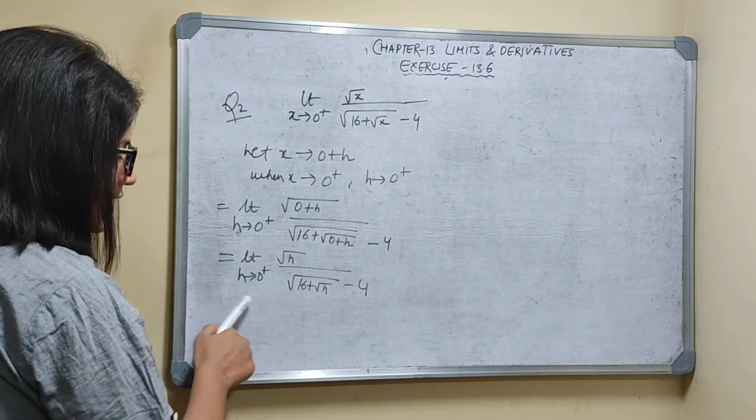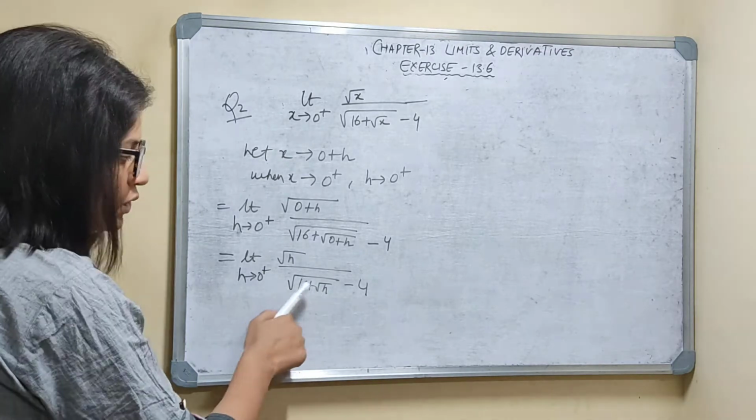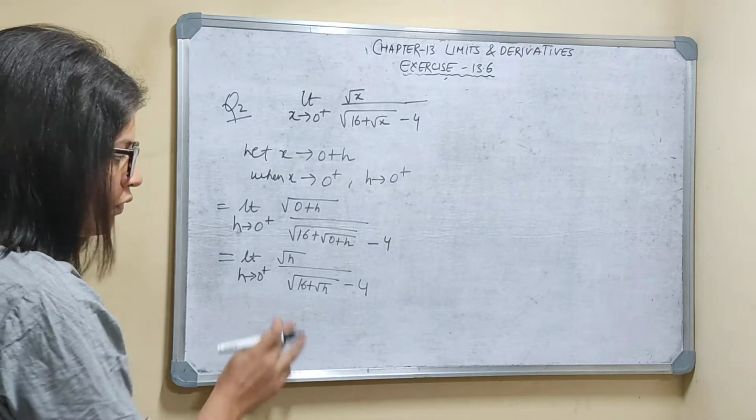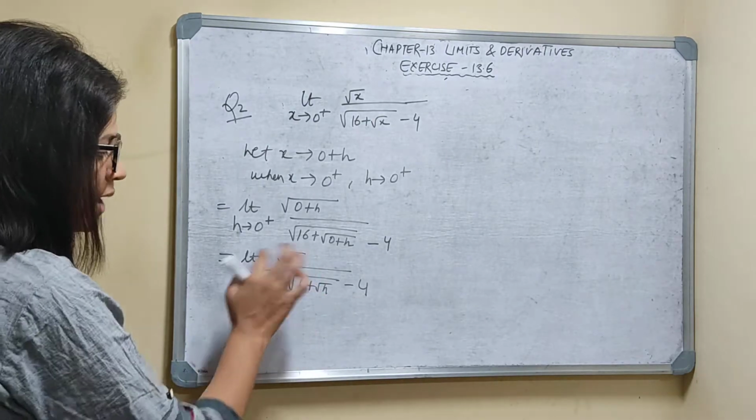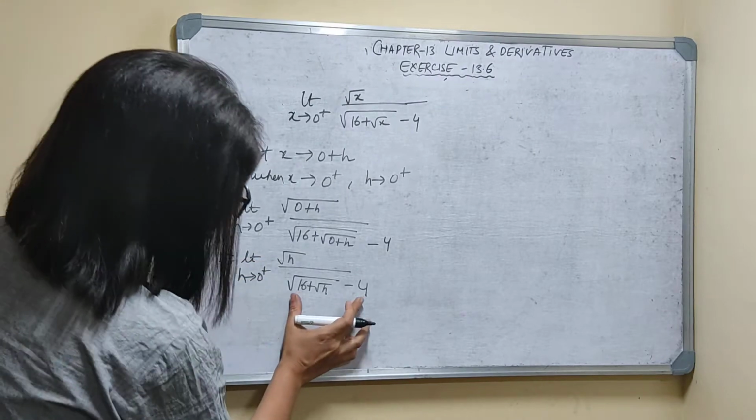Now you can see here, if I directly put h as 0, here it will be root 16 plus 0, that is root 16. Root 16 is 4. 4 minus 4 is 0. That is also 0. So it is 0 by 0, an indeterminate form. So I am rationalizing this.